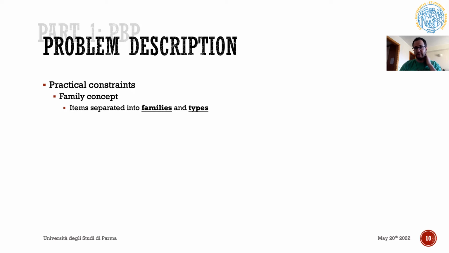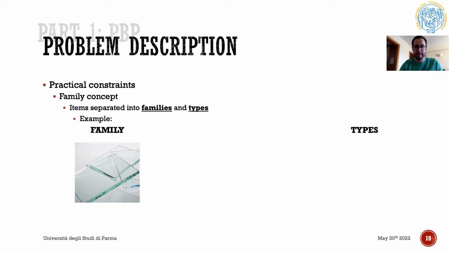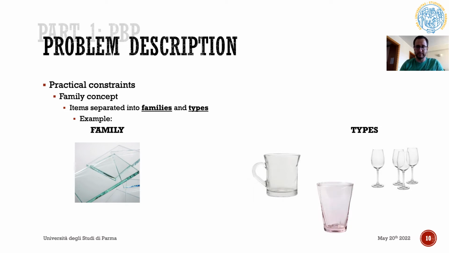Family is the generalization of a concept, a practical example, the glass family, while type is its specification. For example, mugs, cups, wine cups, objects made of glass. Okay, but why is this concept important?